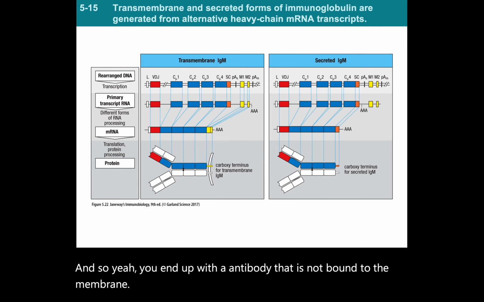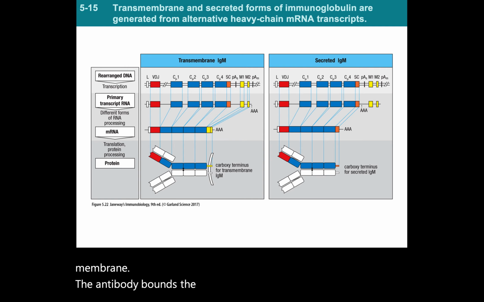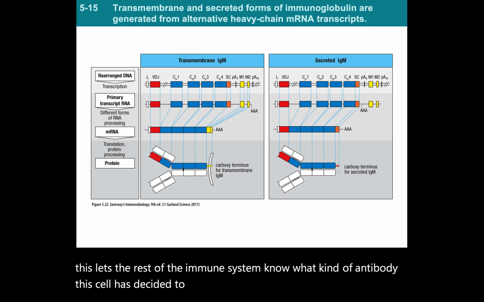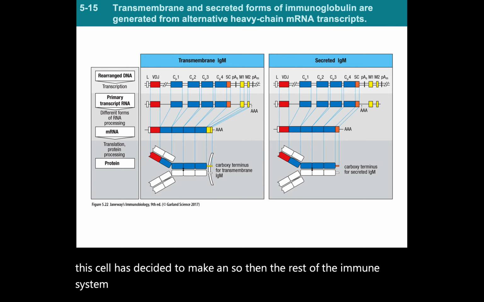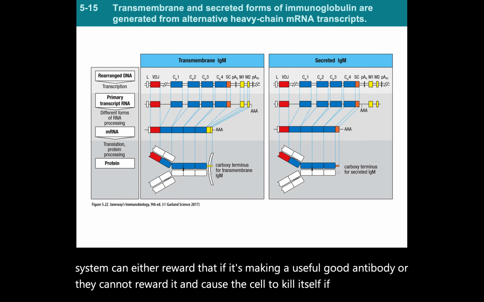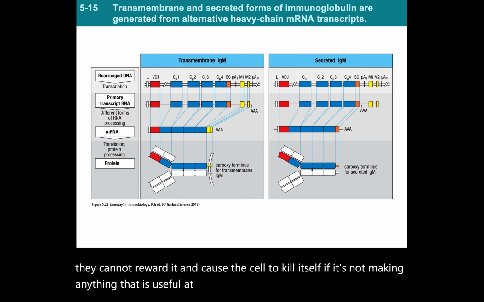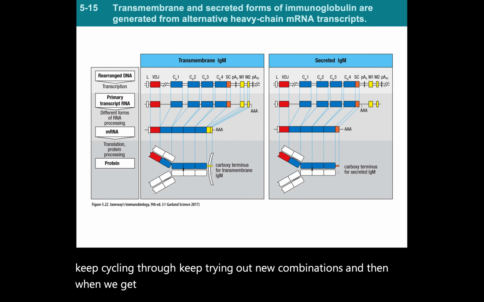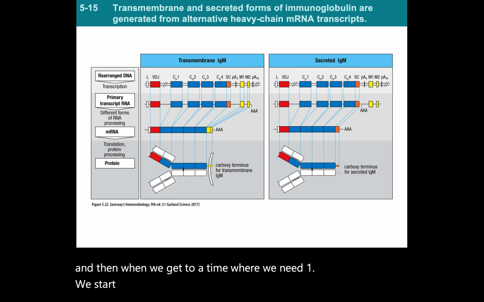The antibody bound to the membrane serves an important purpose. This lets the rest of the immune system know what kind of antibody this cell has decided to make. And so then the rest of the immune system can either reward that if it's making a useful, good antibody, or they can not reward it and cause the cell to kill itself if it's not making anything that is useful at the moment. And so that's how we can just keep cycling through, keep trying out new combinations. And then when we get to a time where we need one, we start selecting and make different versions of them.